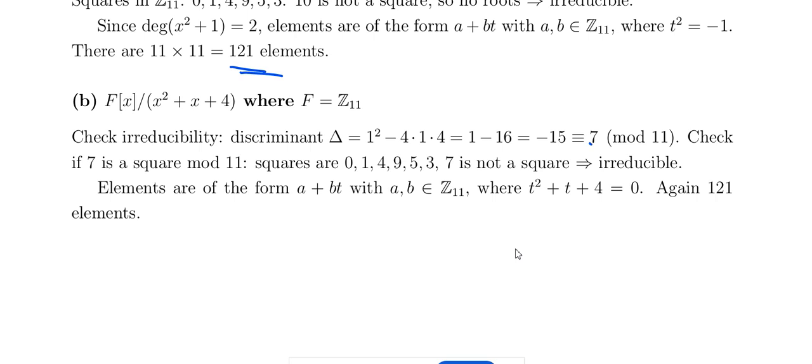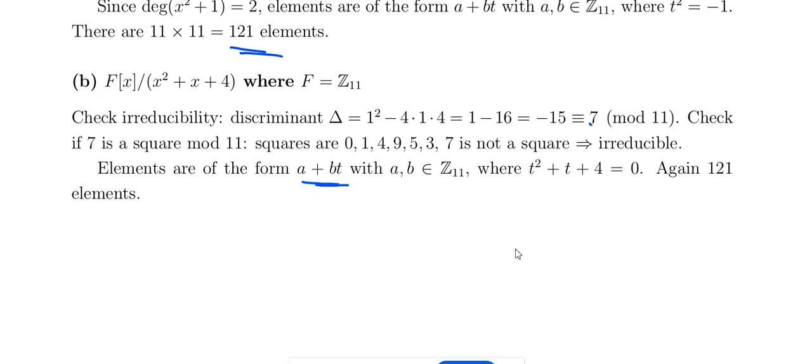So therefore elements are of the form a plus bt, because its degree is 2, a and b are in Z11, where t square plus t plus 4 equal to 0. Again this is 11 into 11, that is equal to 121 elements, because of degree 2.